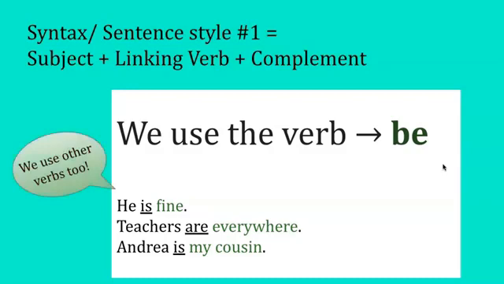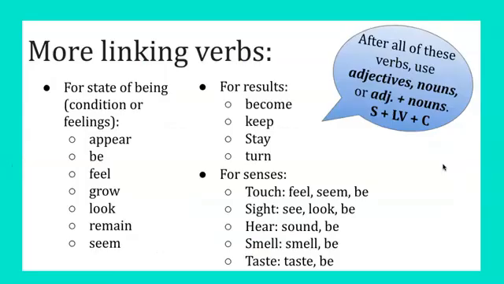But it's not the only verb we use. There are many different verbs you can use for this sentence style. Here are more examples of linking verbs. Remember, the linking verb has 3 jobs. Maybe it tells us about the state of being, the condition or feelings.